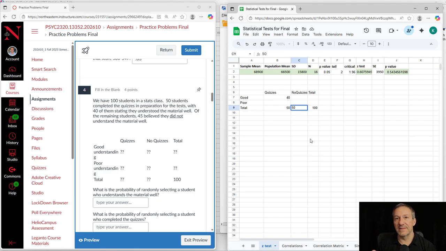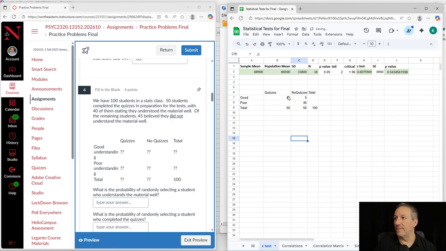Some people got this wrong on the tests. They're putting in strange numbers. So how many are remaining? There's 50. 45 said they did not understand it well, so poor, 45. And then you can fill out the other numbers. You're just adding them up. So if there's 50 at the bottom for the total and there's 45 there, it means there's 5 there.